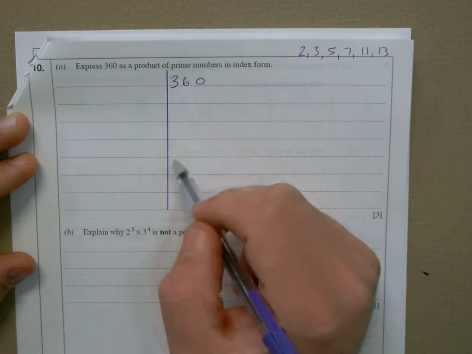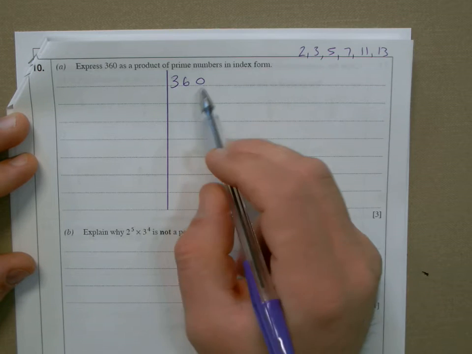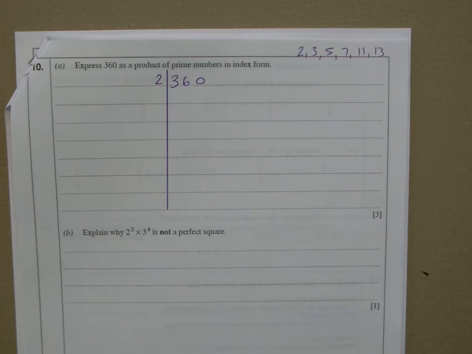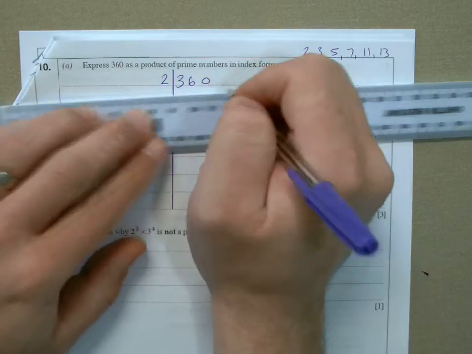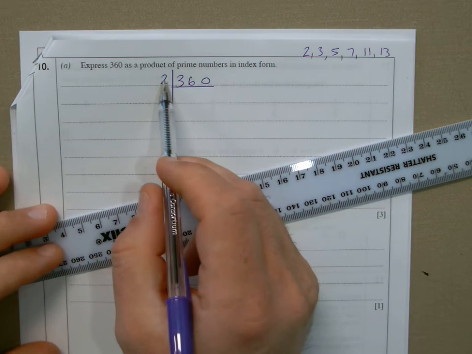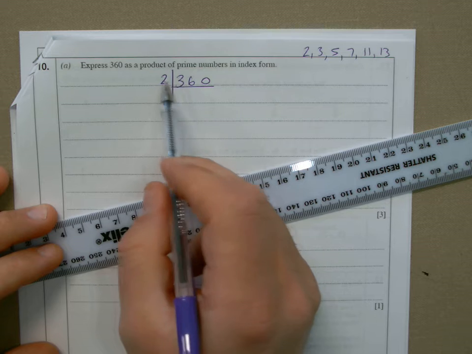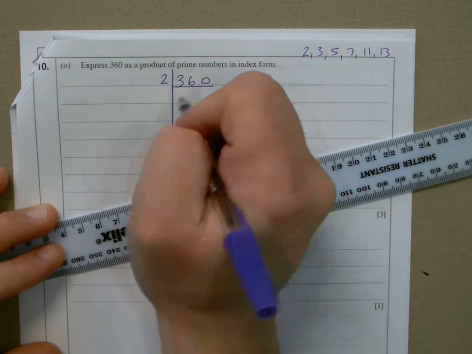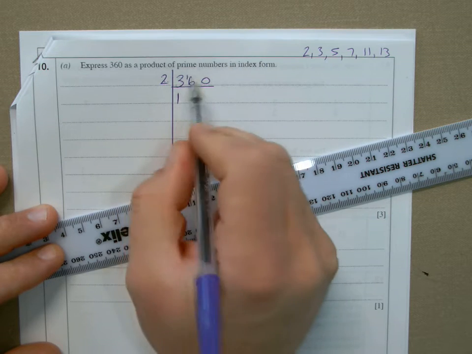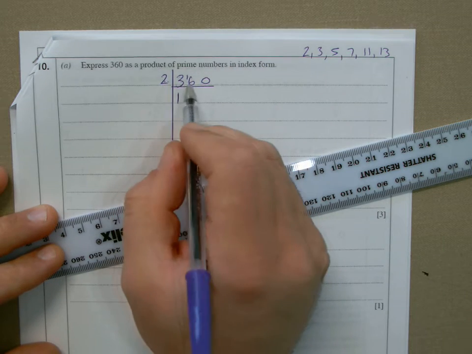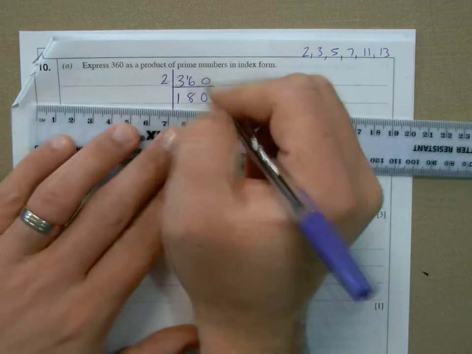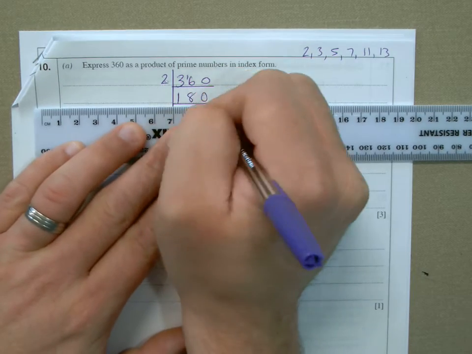So I'm going to do the ladder method here, and I'm going to think about 360 and what divides into it. Because it ends in a 0, I know 2 will go into it, so I'll divide by 2. How many 2s go into 3? It goes once, with 1 left over. It's a bit like the bus stop, but upside down. 2 into 16 goes 8 times. 2 into 0 goes 0 times. So half of 360 is 180.